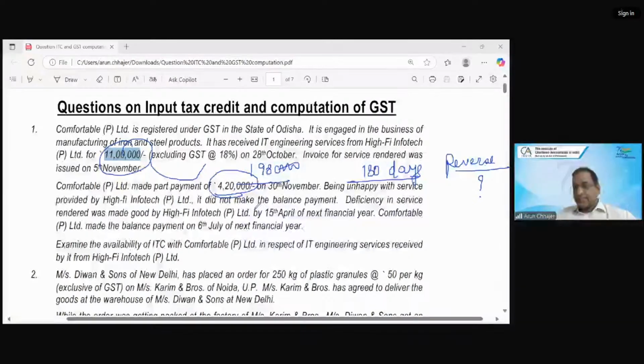Someone is saying 755,900. Okay. Someone is saying 122,400. Okay. Calculate. Very, very interesting calculation. My question is, how much ITC needs to be reversed by the recipient because of non-payment within 180 days?